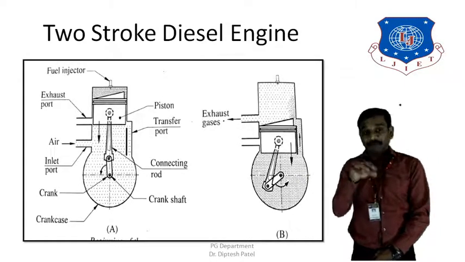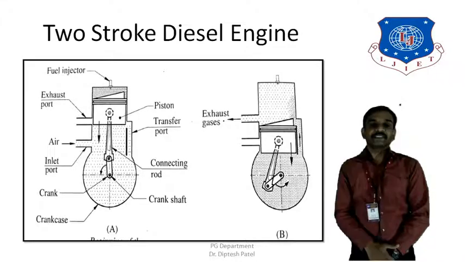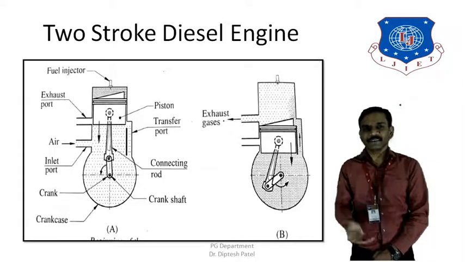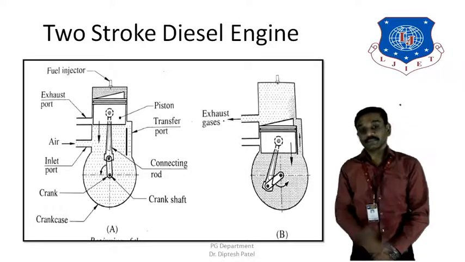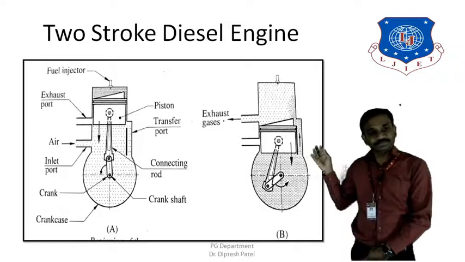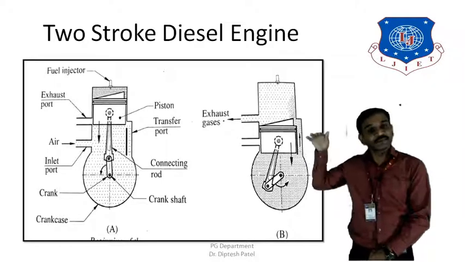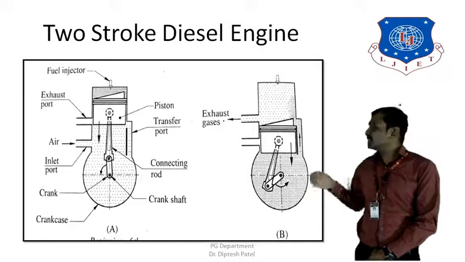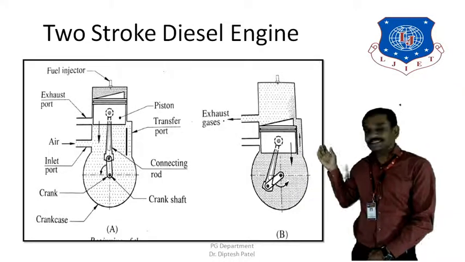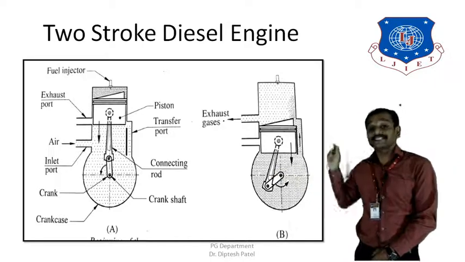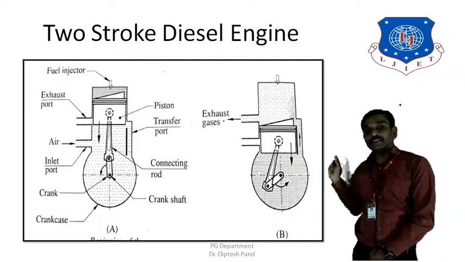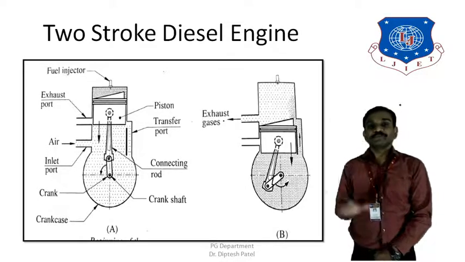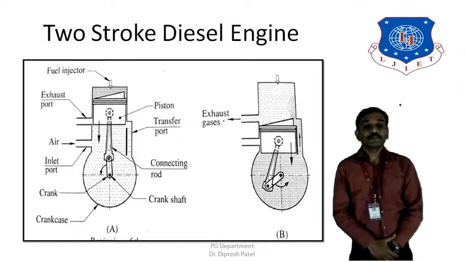After that the fuel is injected into the cylinder, and the injection of the fuel starts spontaneous combustion because it is in a high pressure and high temperature zone. Since the fuel and air mixture gets ignited, that pushes the piston again from TDC to BDC. When the piston moves from TDC to BDC, the exhaust port remains open and all the gases go out through the exhaust port, and at the same time the fresh charge is taken into the cylinder from the transfer port that you can see in diagram B. So this is the working of the two-stroke diesel engine.